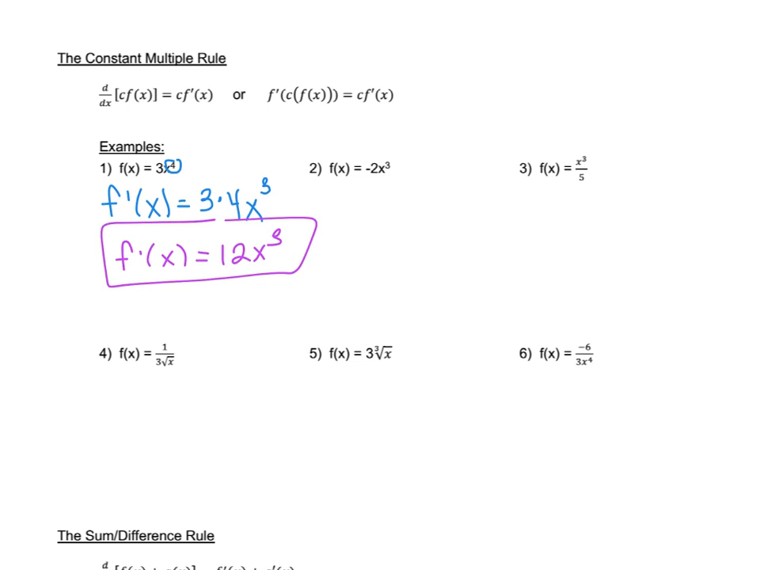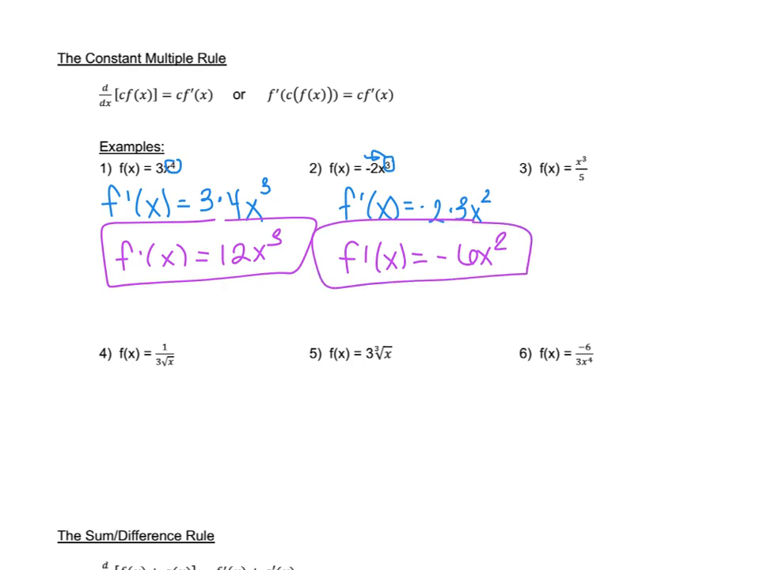So let's look at another couple of examples to solidify our understanding of this. Number 2, we've got negative 2x cubed. The derivative of that, remember we take the 3 down and we're actually going to multiply it by the negative 2. So it's actually negative 2 times 3x squared. So that simplifies to negative 6x squared.